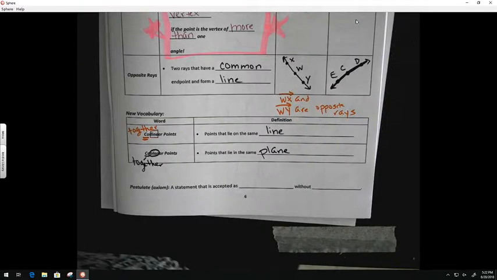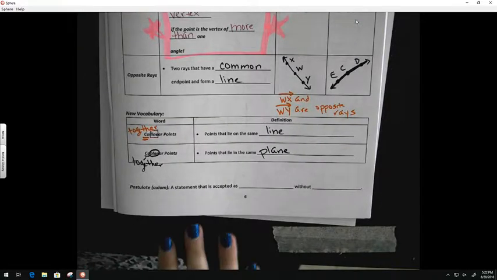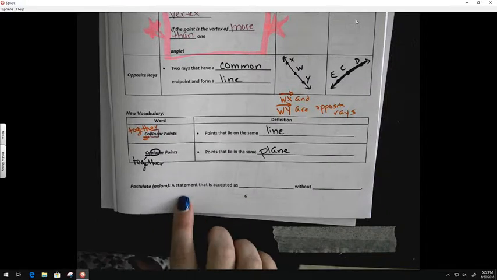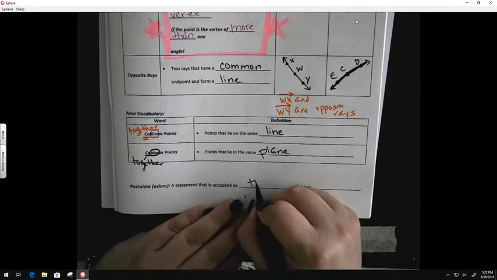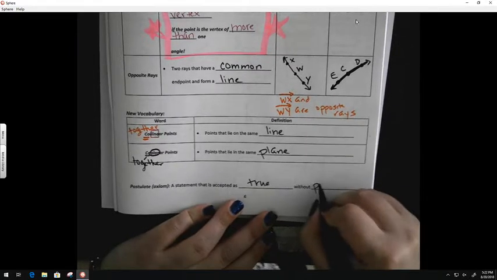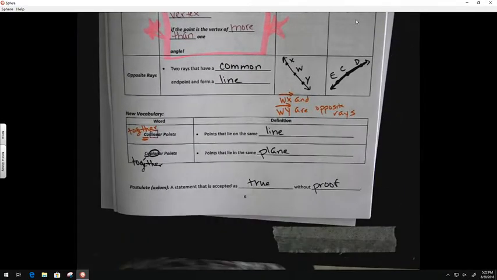Super quick, we're going to introduce this word postulate. All right, so a postulate or an axiom is a statement that is accepted as true without proof. So we use postulates and axioms a lot in geometry, which is why I want you guys to understand what it means. Okay? So we have a couple of postulates that we're going to talk through super fast right here, and then you guys are done. All right?